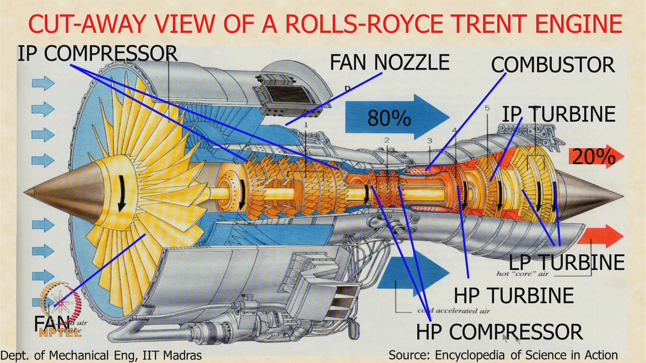So, the high pressure turbine drives the high pressure compressor, the intermediate pressure turbine drives the intermediate pressure compressor, and the low pressure turbine drives the fan. So, each one is a matched set. The work required to run these things comes from the turbine. So, we have increased the enthalpy of the air so much that we can extract the work that is required to drive this, and then the remaining enthalpy, the air is then taken to the nozzle where the enthalpy is converted to kinetic energy which then produces thrust.